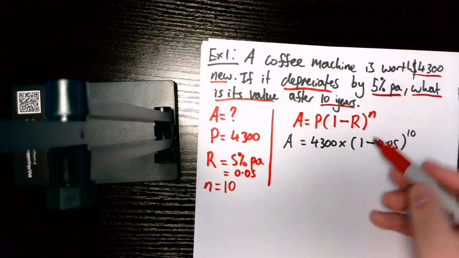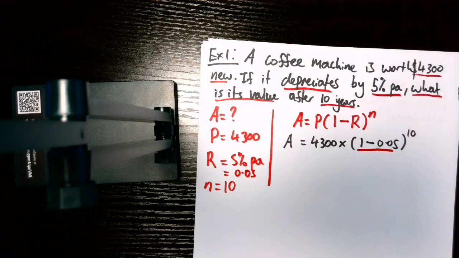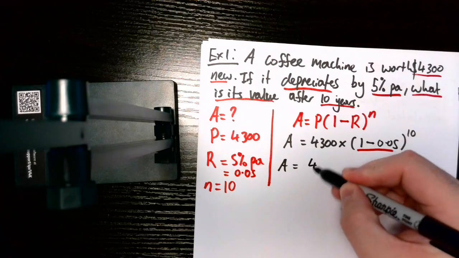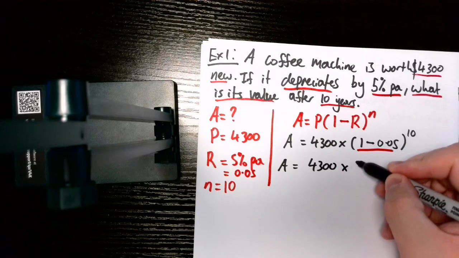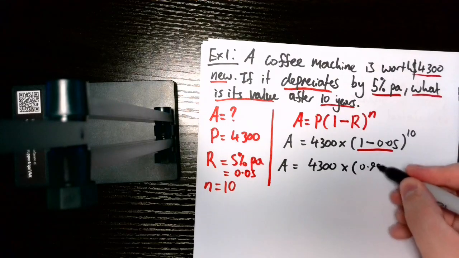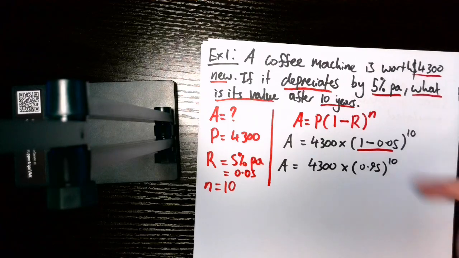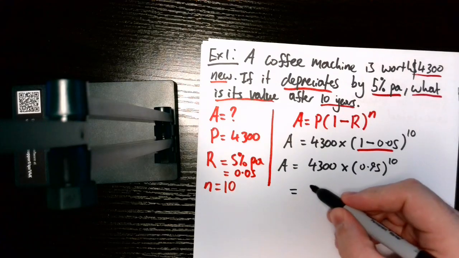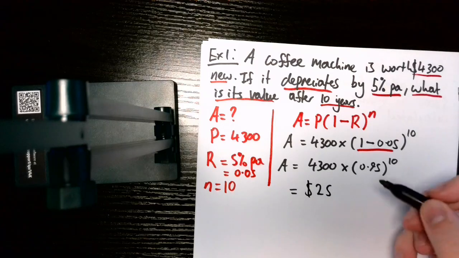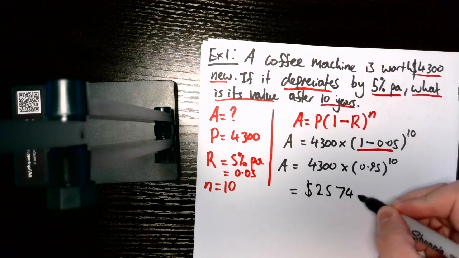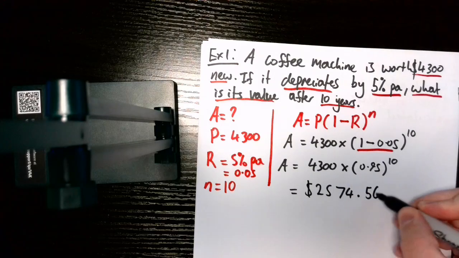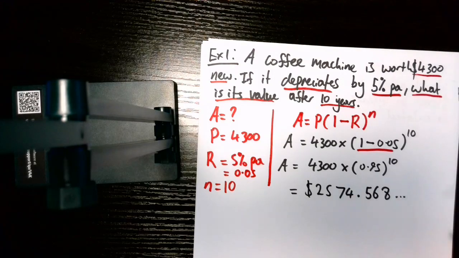On your calculator, you can simplify this down and tidy it up. So A will equal 4,300 multiplied by 0.95, all to the power of 10, after you tidy up inside of that bracket. Now, all that's left for you to do is to enter this onto your calculator. Once you enter this in, what you'll end up with is 2,574.568 and it continues on going.